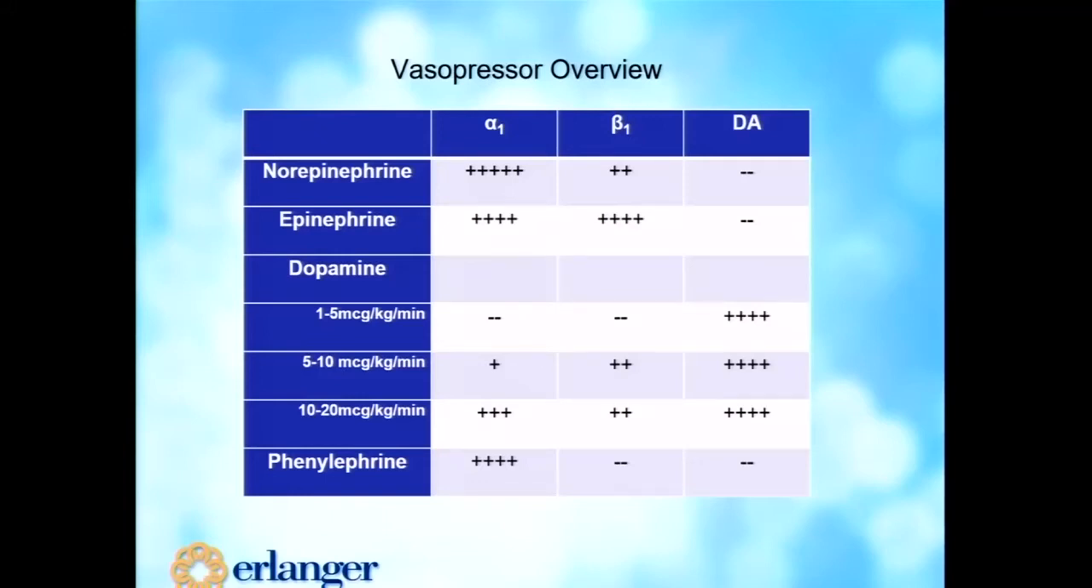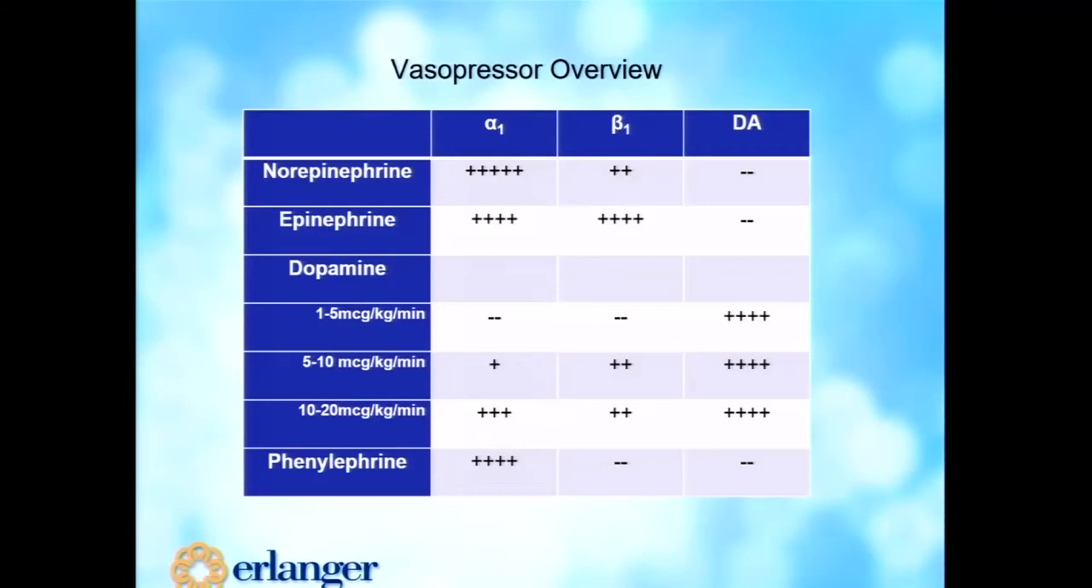And there was a trial called the SOAP II trial that looked at dopamine and norepinephrine and found that dopamine was a lot more arrhythmogenic, and this is why. So this is why dopamine isn't really used that much. It would probably be my last-ditch effort, behind even phenylephrine, for someone with shock.